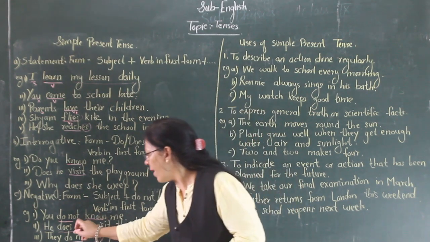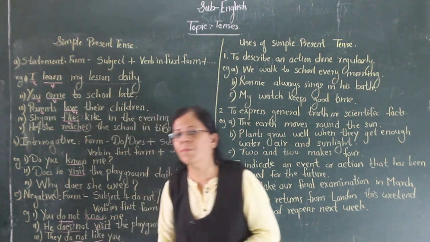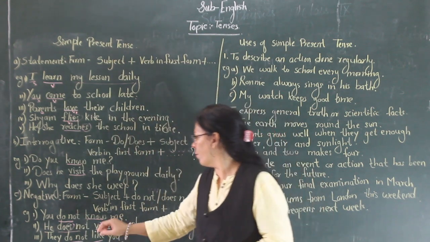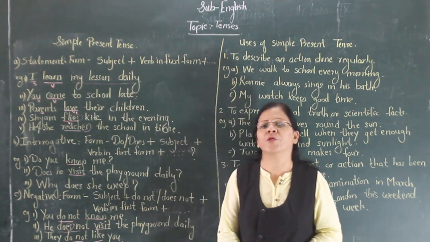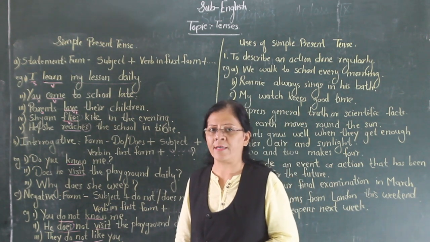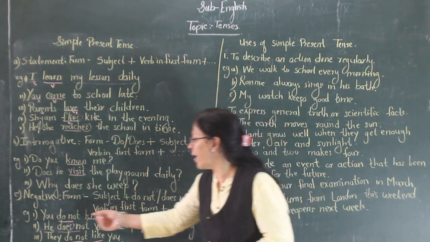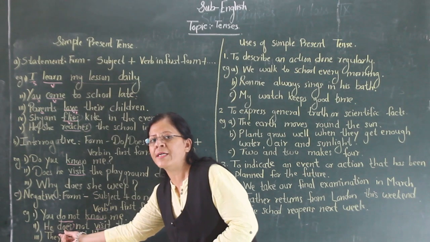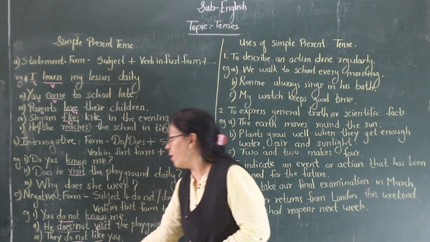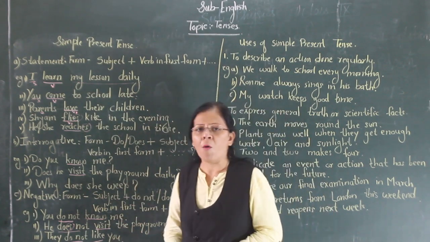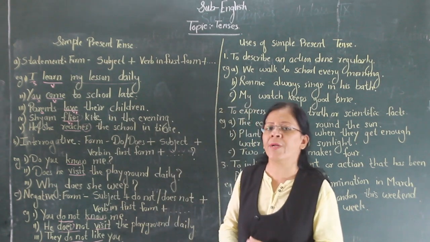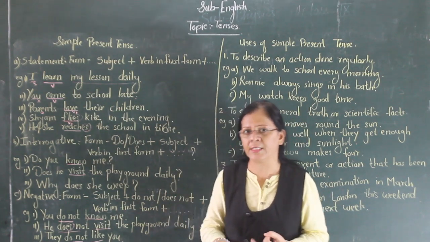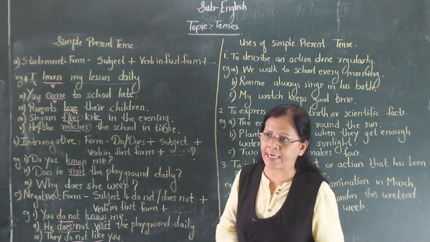Because already we have added es for the verb do. So for the main verb we should not add s or es, because already we have added it here for the helping verb, that is do. Okay, so this was the form of simple present in statements, interrogatives and negatives.